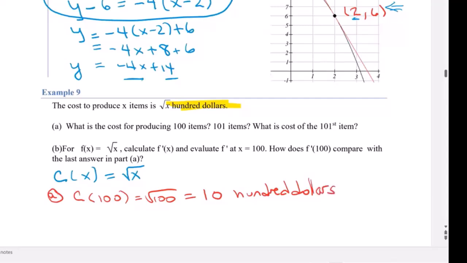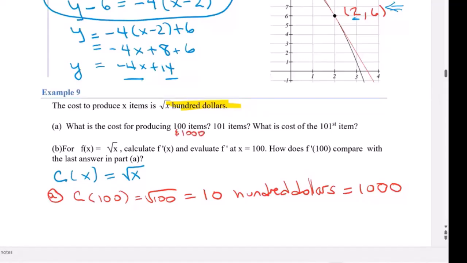which is a very weird thing to say. We don't say that. So we write 10 and then hundreds. If I have 10 hundreds, so here's 100, and I multiply this by 10, which just adds a 0. So I have that the cost for producing 100 items is $1,000.